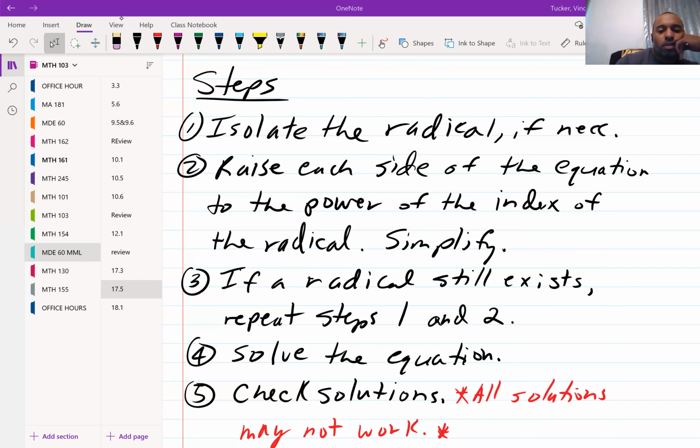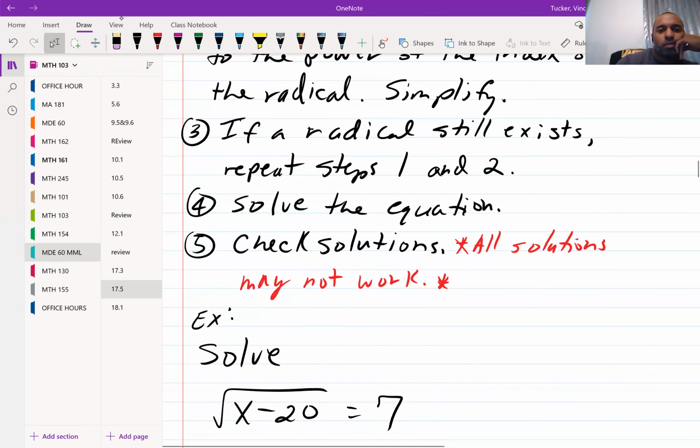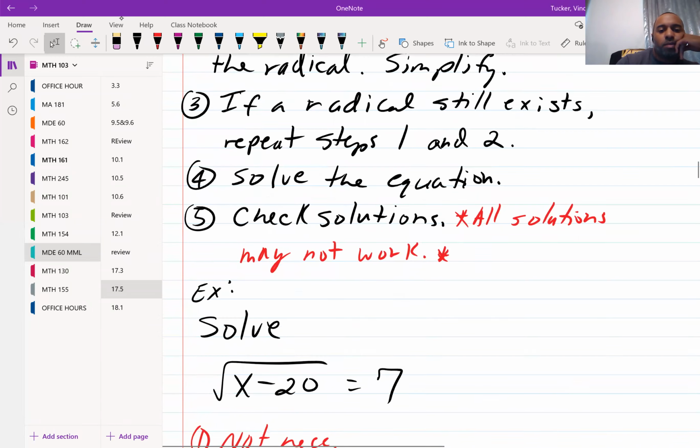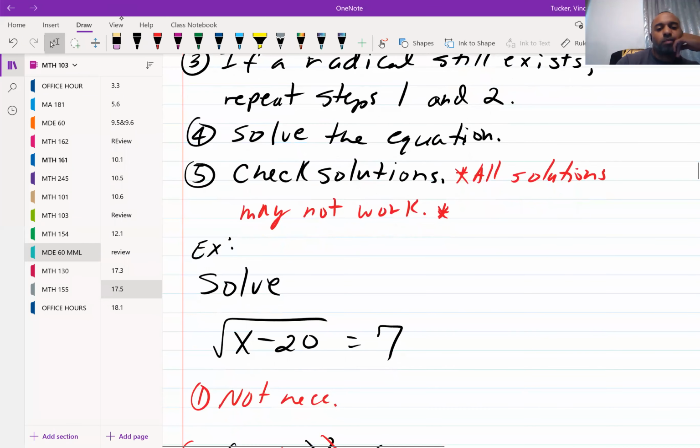All right, so let's do those steps. Everybody still copying? Let me know. Okay, let's look at the first one. You have the square root of x minus 20 equal to 7. So the first step is to isolate the radical. In other words, get the radical on one side by itself. It's already done for us, so step 1 wasn't necessary in this problem. The radical is already on one side of the equation by itself. It's already isolated.